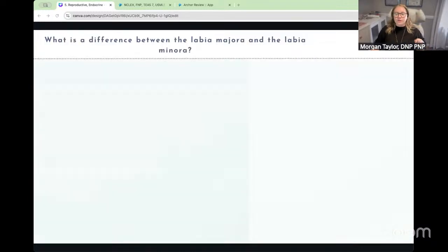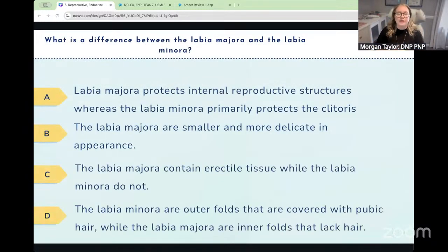Okay, one more question, and then we're going to look at the internal organs. I want you guys to tell me the difference between labia majora and minora. Read through these, tell me the difference. Make sure you understand these structures.